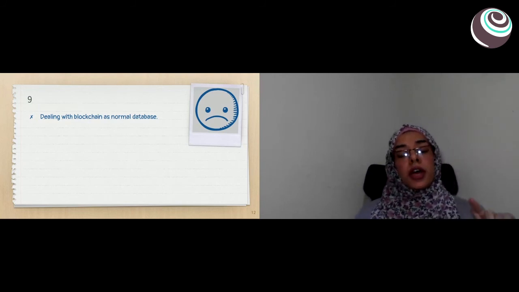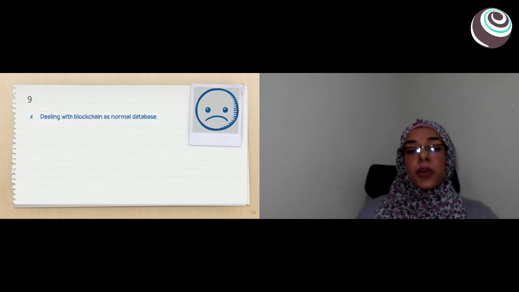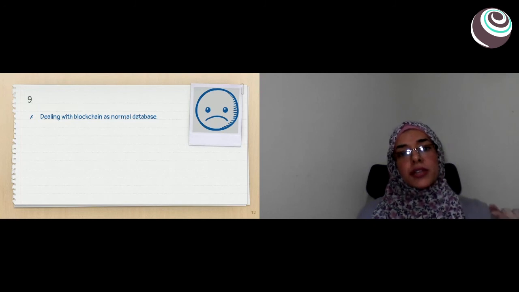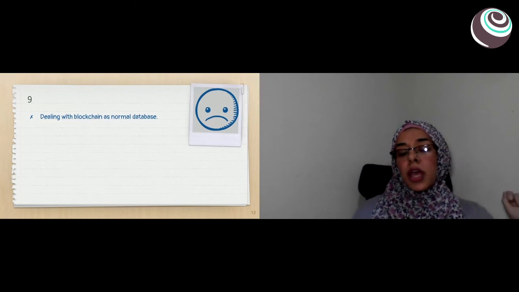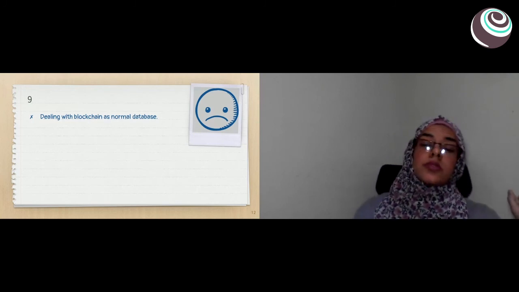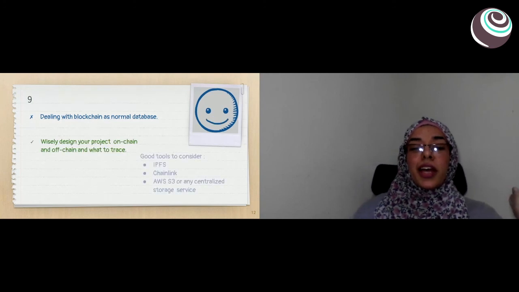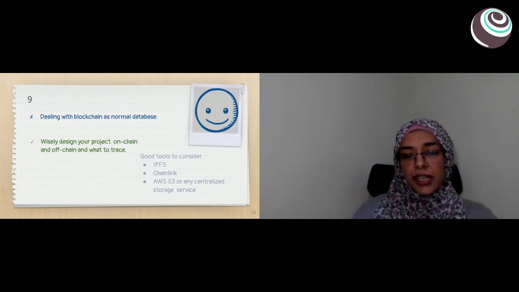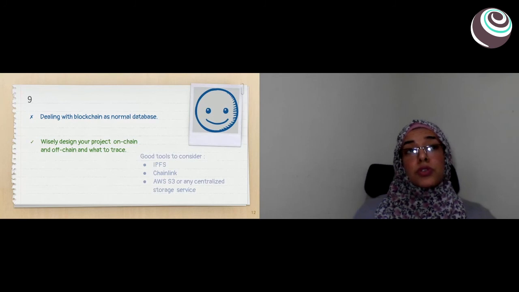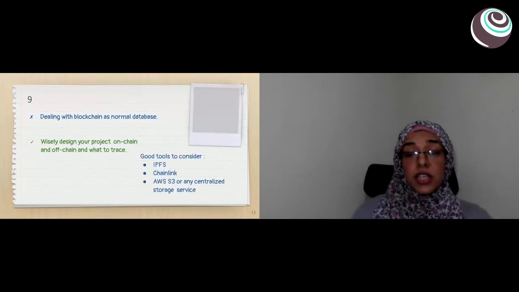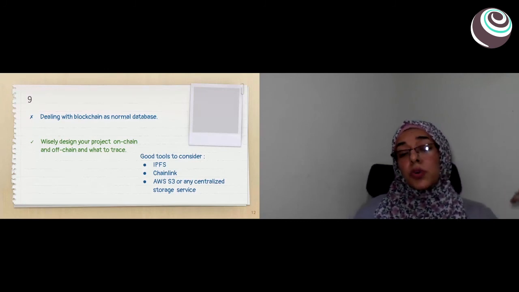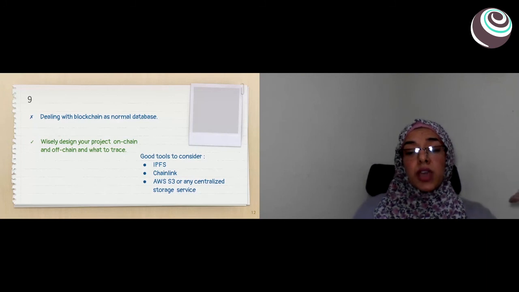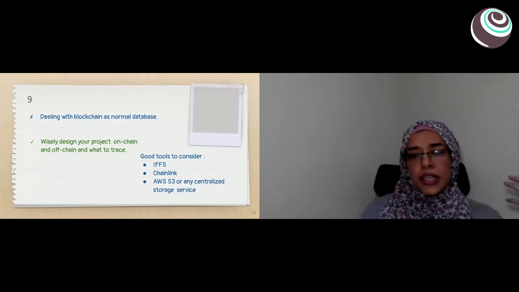Also, if you are fetching data from an external API, you need to know that you cannot talk from the blockchain to any external service directly. You need to use some tools, and one of the best tools, I guess, is Chainlink. For saving your off-chain data, my recommended tool, if you want a decentralized storage service, is IPFS. It's free. But if you want a centralized service, you can use AWS S3 or any centralized service.